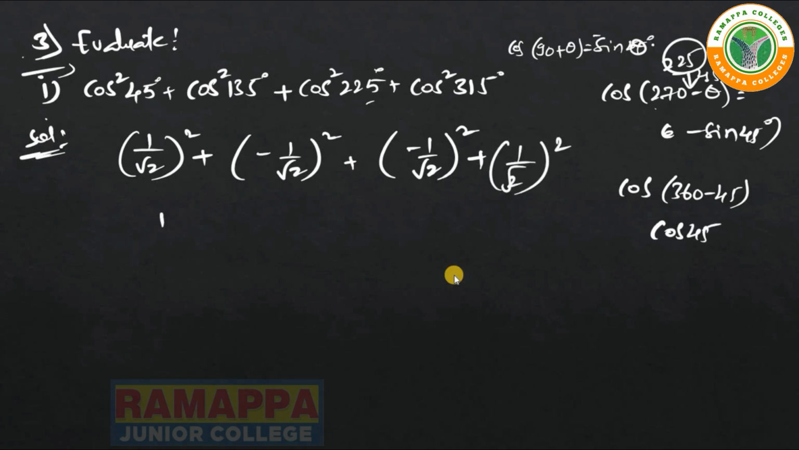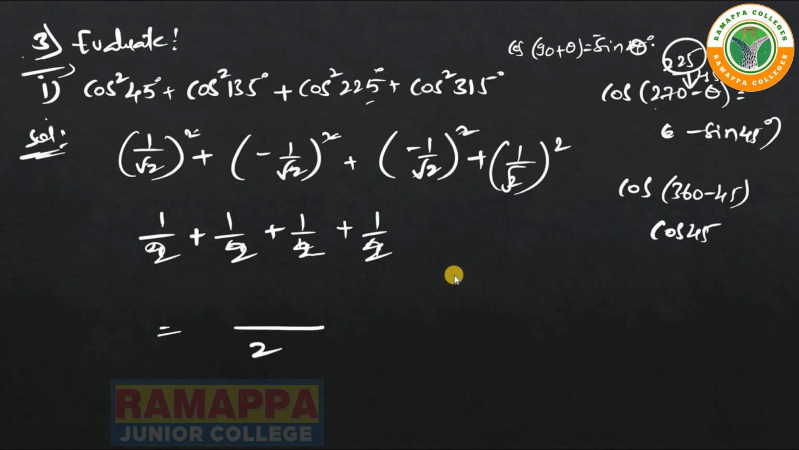So this is 1 by 4 plus 1 by 4 and so on. Sorry, I forgot, the root will get cancelled, so it will become 1 by 2 each. All will become LCM 2 only, so 1 plus 1 plus 1 plus 1 over 2, which is equal to 2. The answer here is 2.